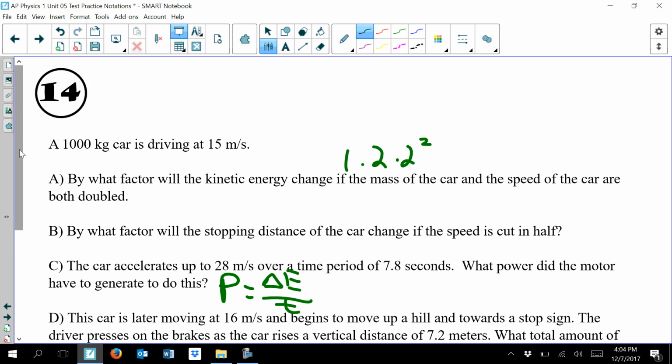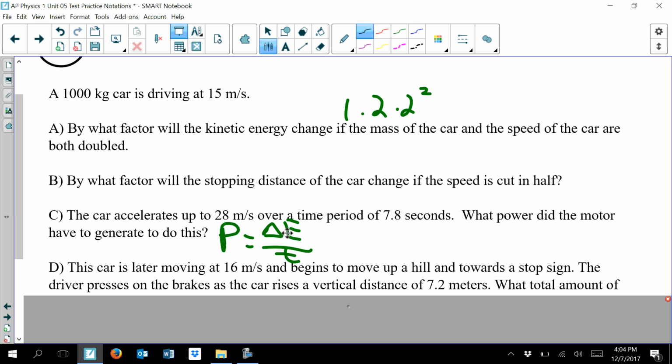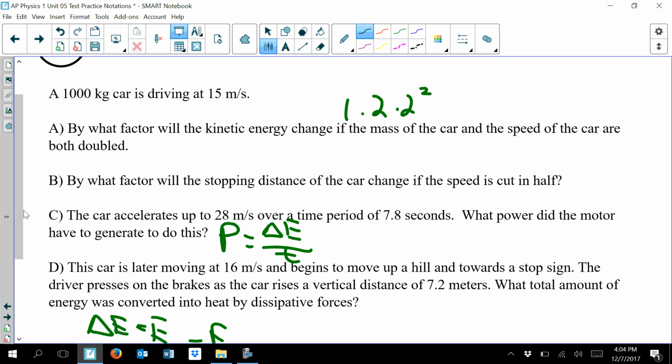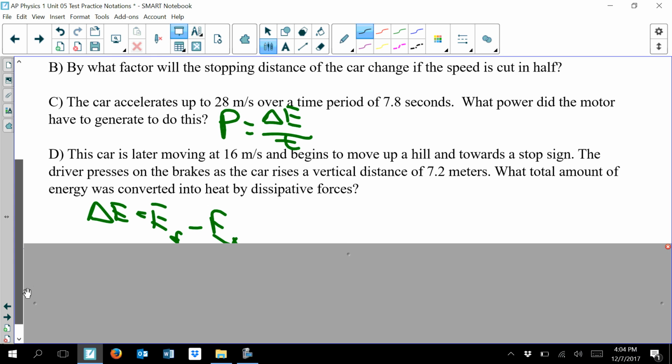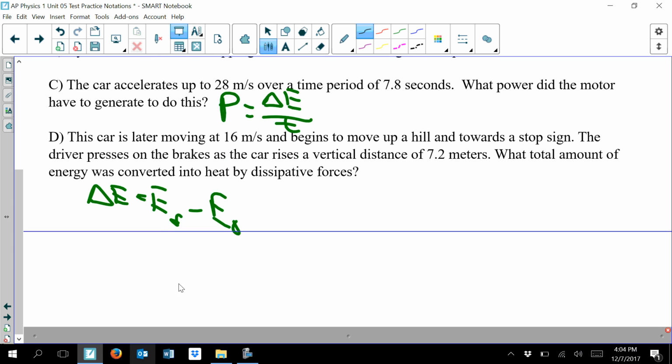The car accelerates up. How much power did the motor have to do? Figure out that change in energy and divide it by the 7.8. A car is later moving, goes up a hill towards a stop sign. Total energy converted to heat? Look at your final energy. You have some vertical piece, some potential energy, and it is stopped, so it has no kinetic. So this is just mgh at the end, and we've just got 1/2 mv squared at the beginning.